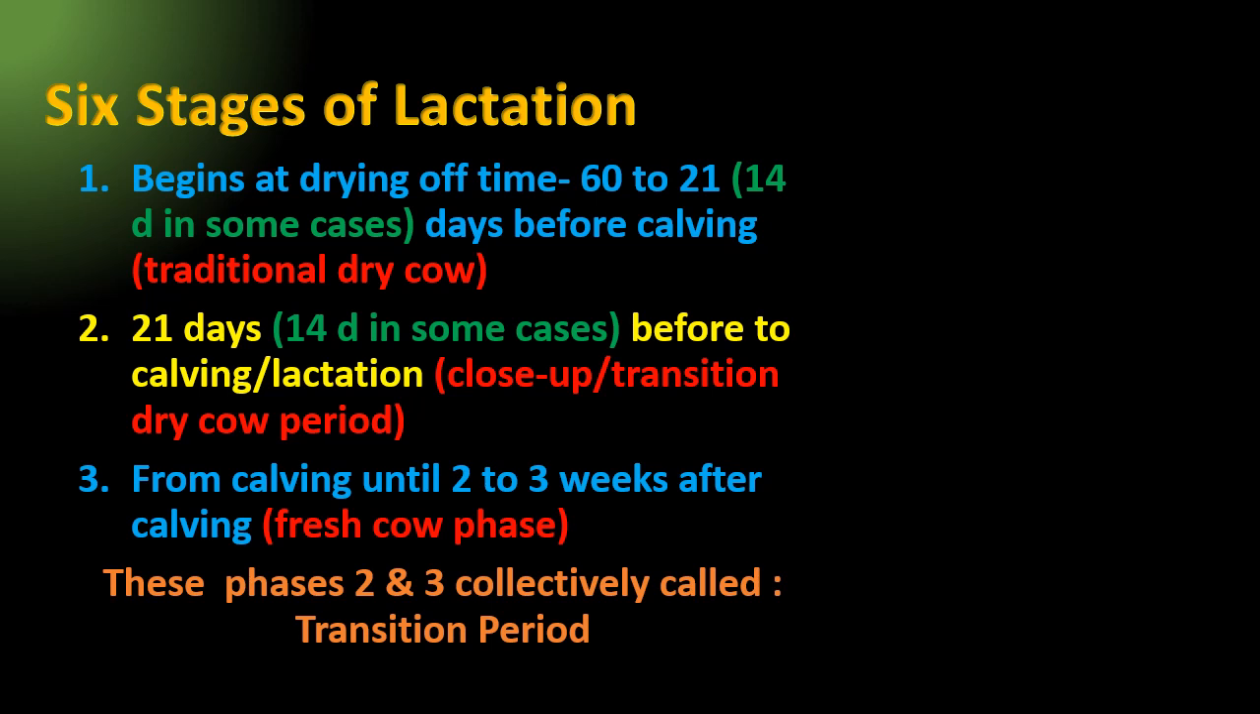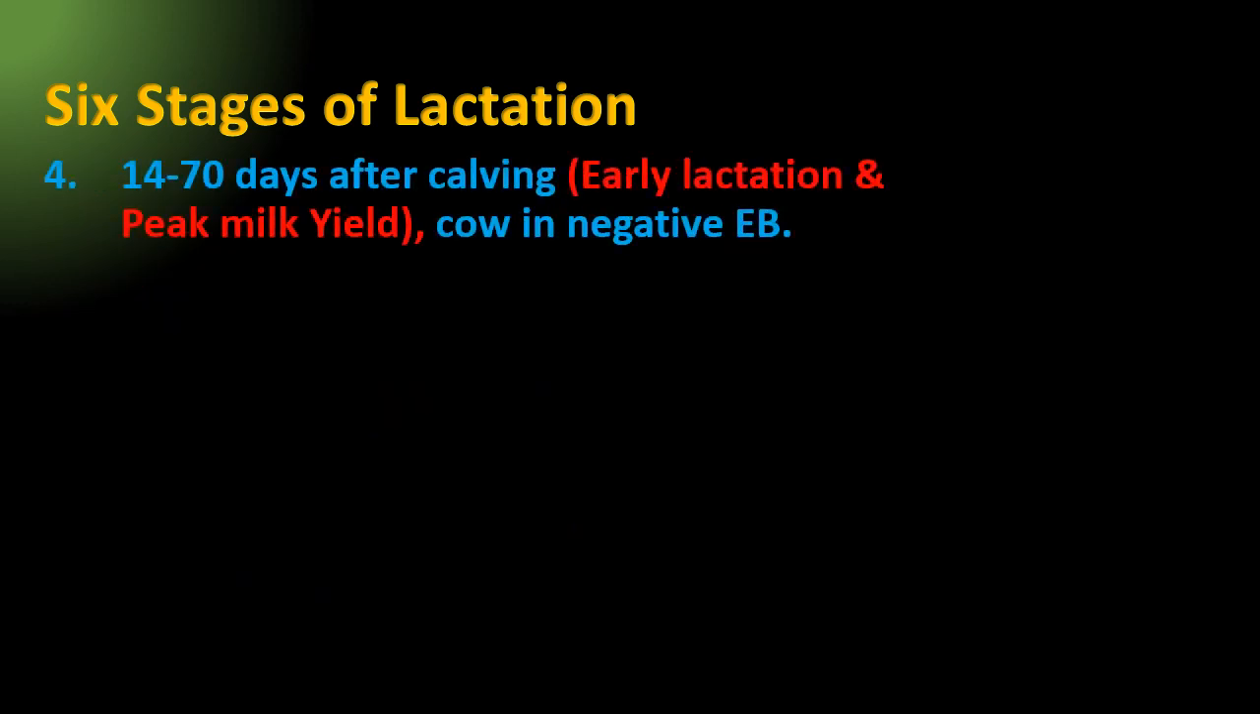Stage 4, 14 to 17 days after calving. This stage is also known as early lactation and peak milk yield. During this stage, cows are in negative energy balance. Cows are achieving peak milk production and there is a loss in their body weight. And at this time, the dry matter intake is lagging behind the milk production. That's why there is a requirement for an additional source of energy at this time.